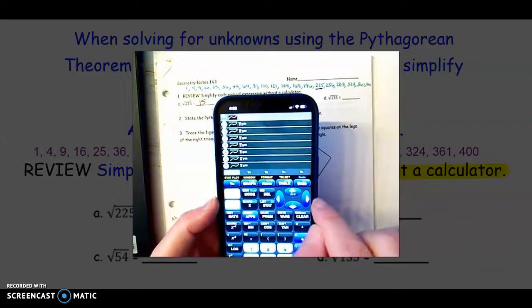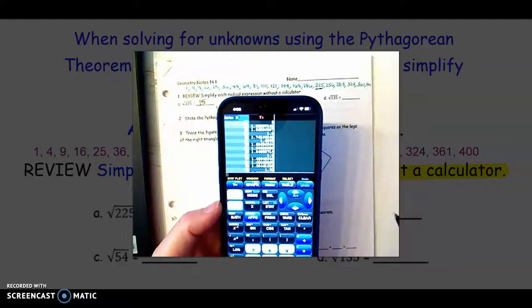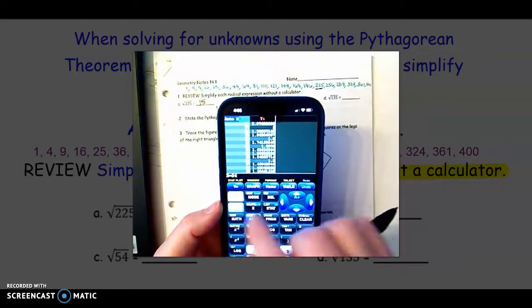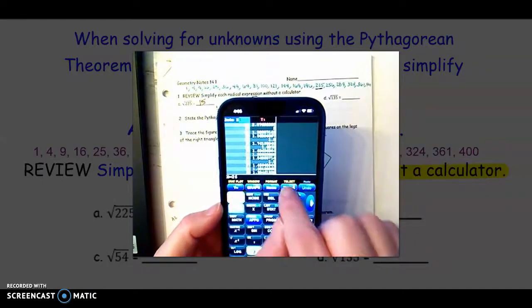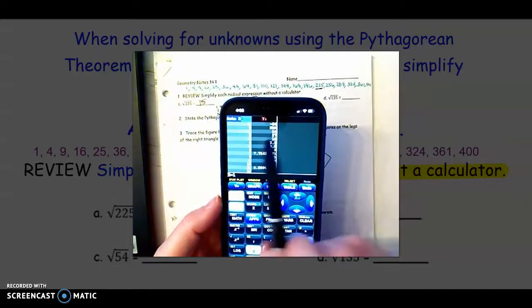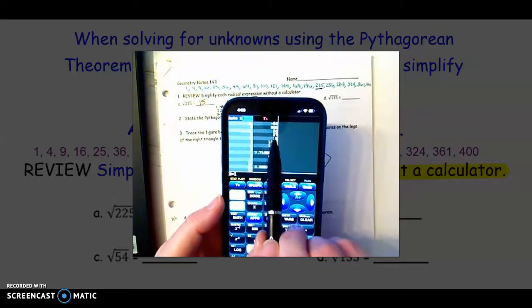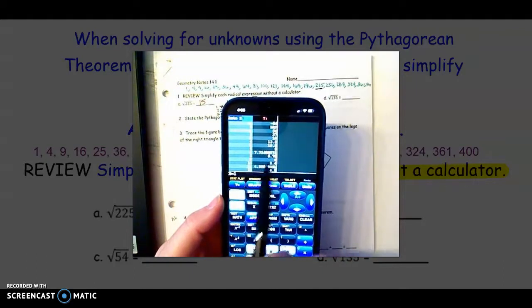And you're going to go to the table. So you're going to have to hit second graph on yours. I'm going to table here, and I'm going to actually start my table at 0 so I don't have to do all that scrolling. So now I can see the factors of 54 are 1 times 54, 2 times 27, 3 times 18, I don't want these decimals, 6 times 9, and so on.